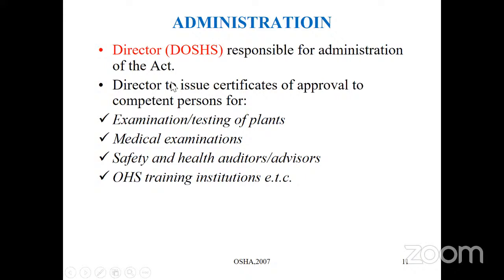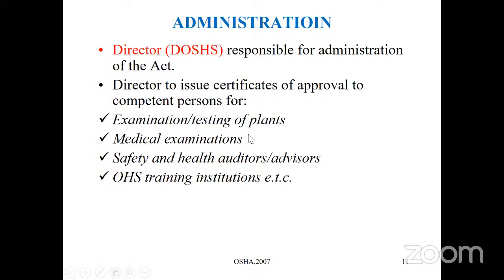Administration. The director of DOSHES is responsible for administration of the Act. The director issues certificates of approval to competent persons, e.g. for examination and testing of plants. Examples of plants are steam boilers, air receivers, air compressors, and cranes. They are supposed to be inspected periodically, and then there is medical examination.